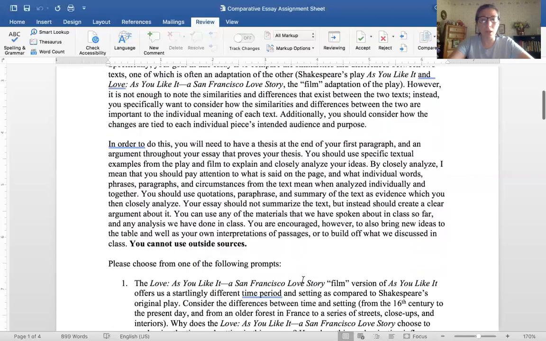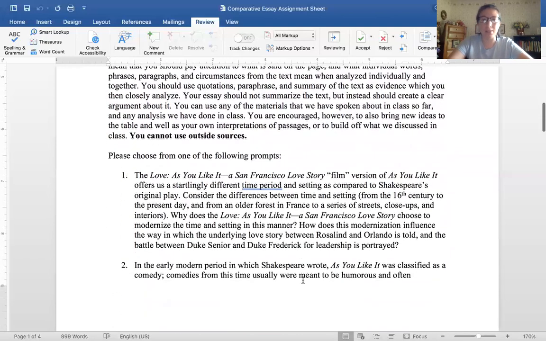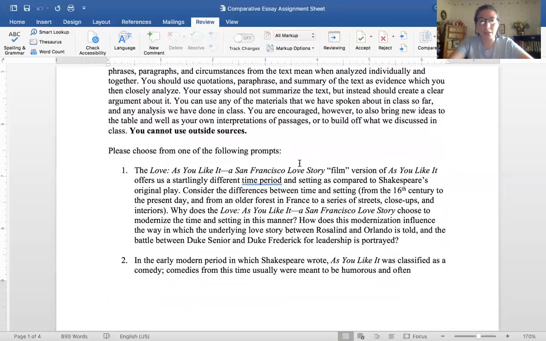Okay. And then I came up with 3 prompts for you guys. So the first one essentially is asking you to consider the differences between time and setting from the 16th century to the present day, and from an older forest in France to a series of streets, close-ups, and interiors. So it's really asking you, why is that kind of setting in time different or significant? How does that impact the underlying love story between Rosalind and Orlando, and the battle between Duke Senior and Duke Frederick?